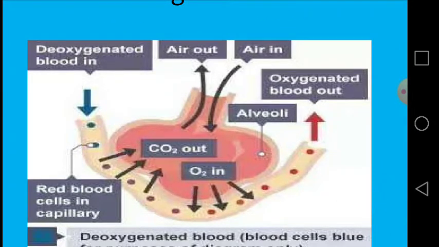The exchange of gas is done. The deoxygenated blood comes from one side around the alveoli, and when it is moving around the alveoli, the carbon dioxide is given out into the alveoli and oxygen comes into the blood, and this is how the blood becomes oxygenated and moves towards the heart.